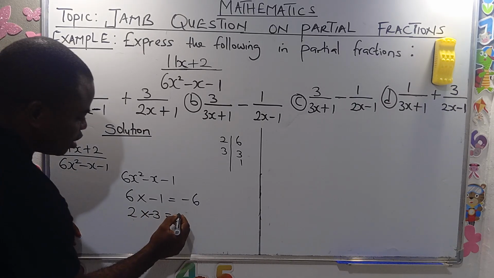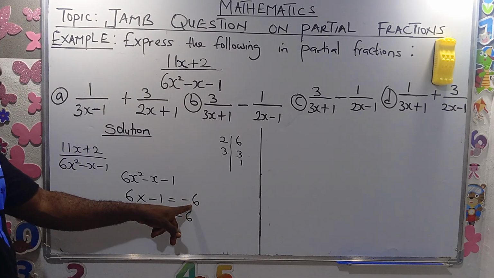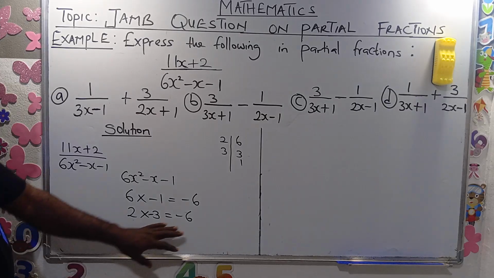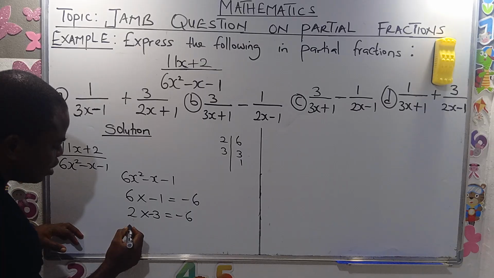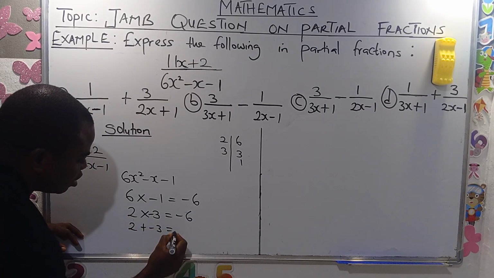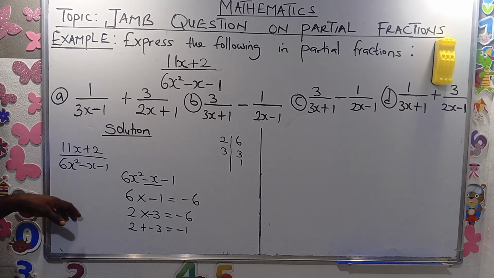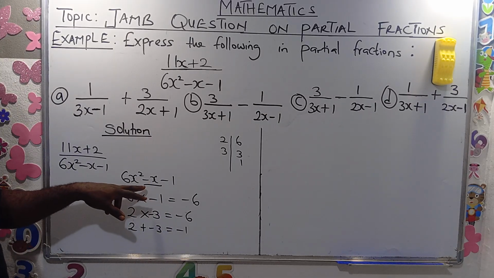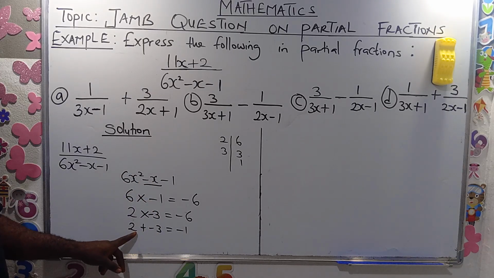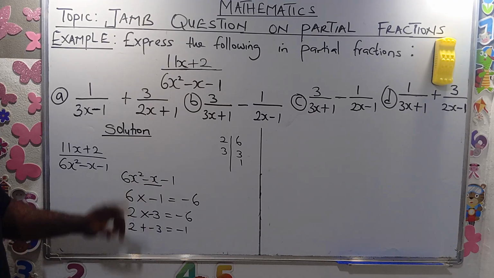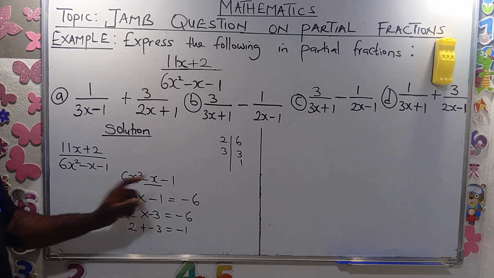2 times minus 3 gives us minus 6, which is what we multiply together. Now let's add them together. 2 plus minus 3 gives us minus 1, which is what we have as the coefficient of x. Now we replace this minus x with 2x and minus 3x, because that's what we added together to give us minus 1.